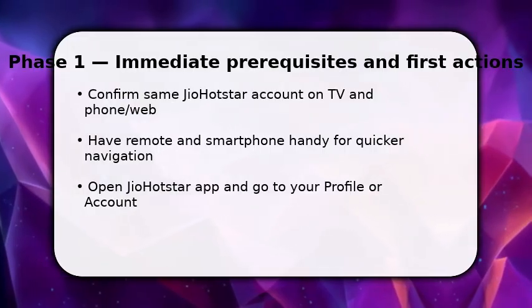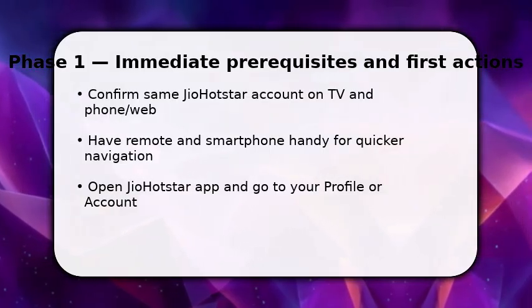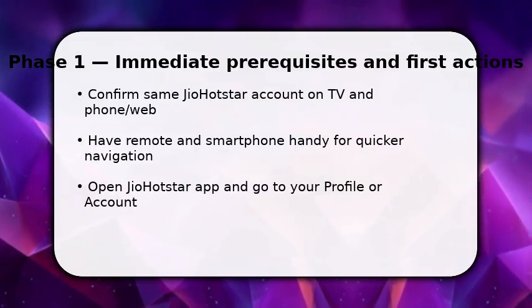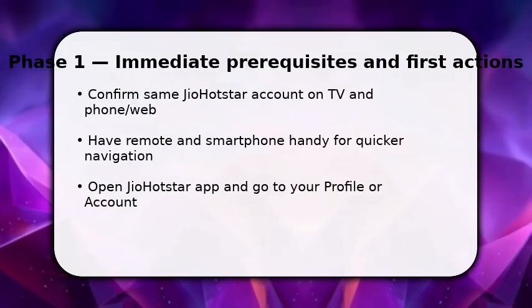If the TV app shows a Continue Watching row, highlight an item to see options. Sometimes you can remove single titles directly. Make sure you note whether the app offers Remove from Continue Watching. If not, you'll switch to the phone or web next.